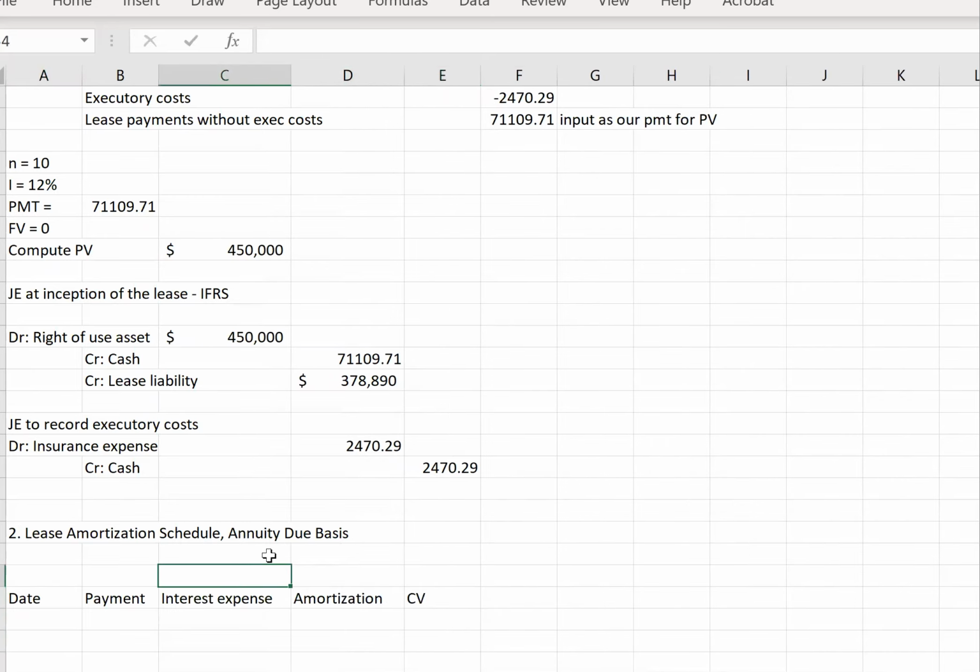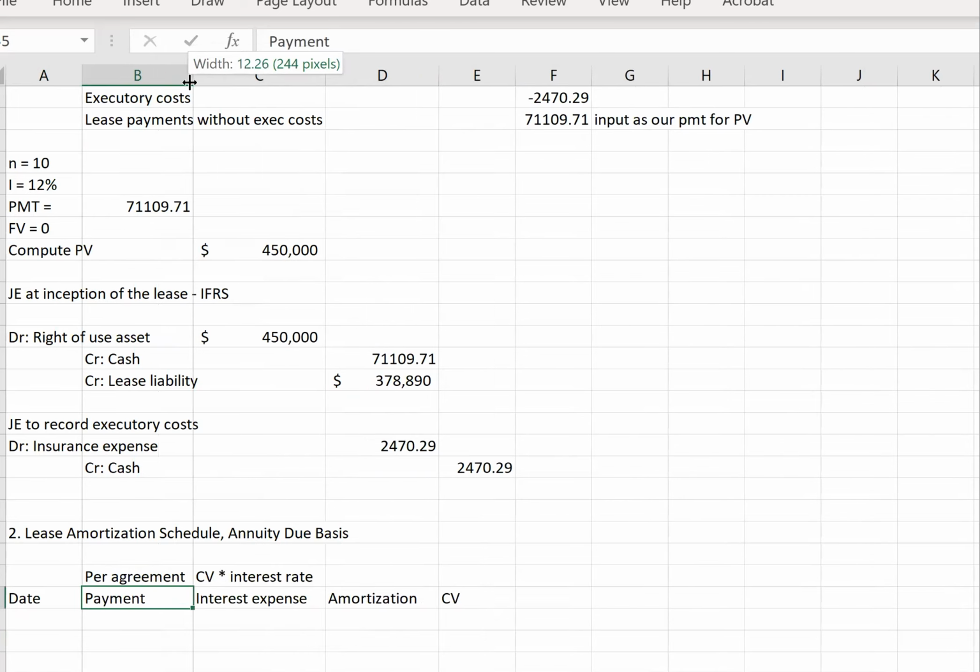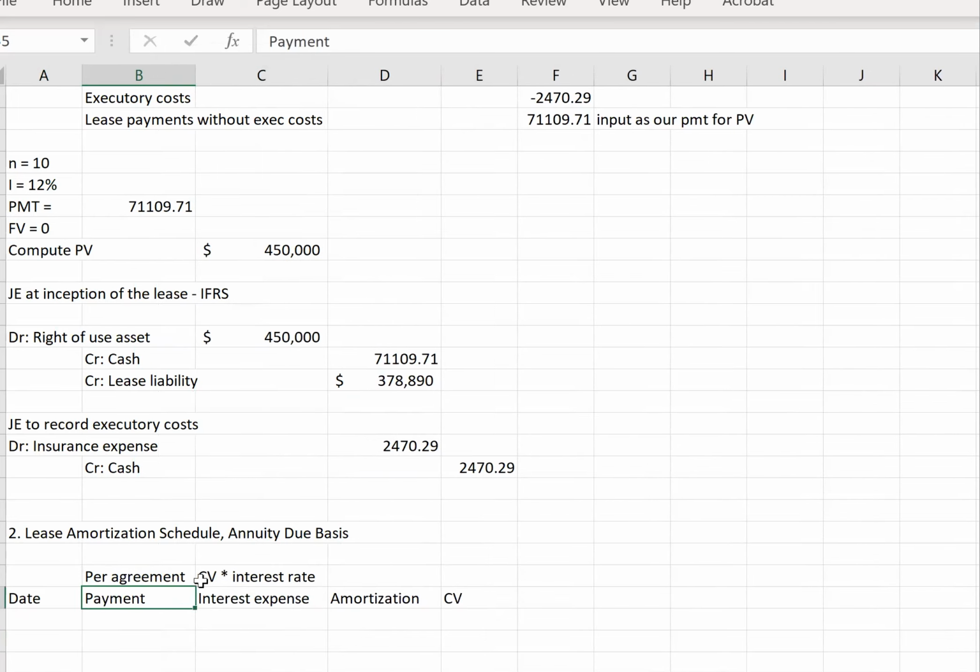So we've got interest expense. This is going to be our carrying value times our interest rate. The payment is going to be per the agreement, because whatever we've said we're going to pay in the lease agreement, that's what the landlord is going to expect. That's what we must pay. This is going to be the amortization of the lease liability, and this is going to be the carrying value.